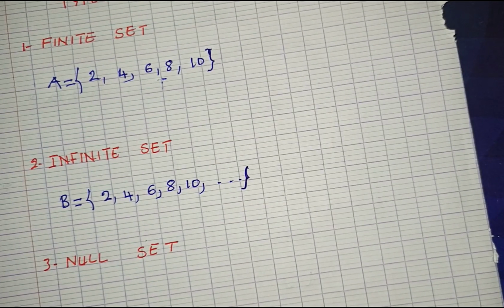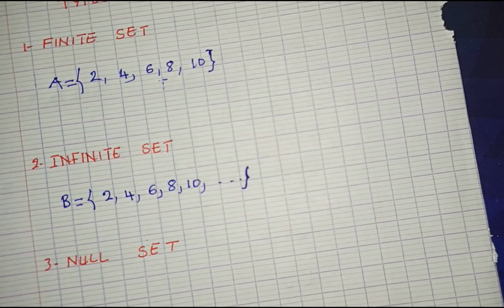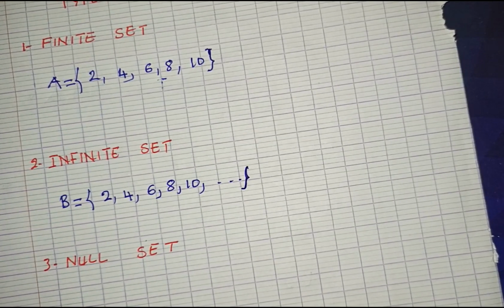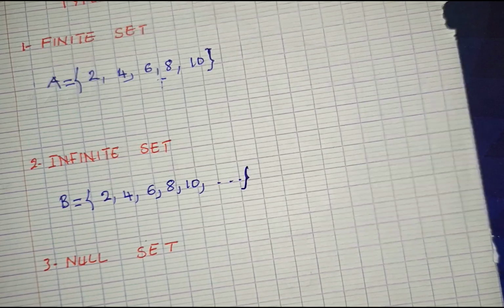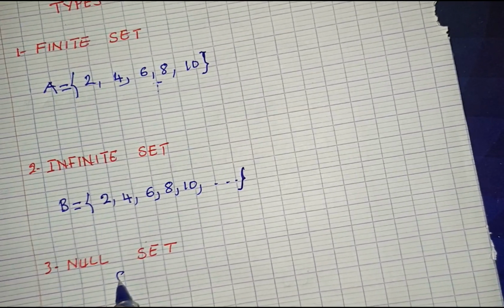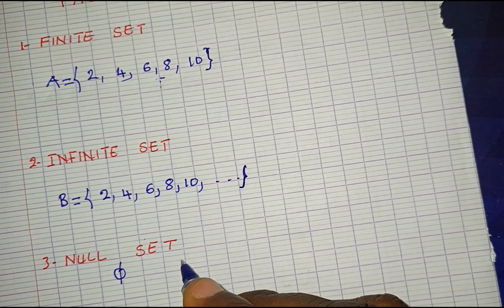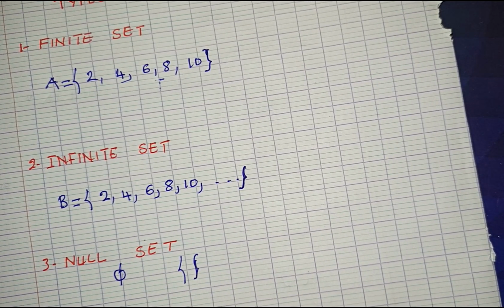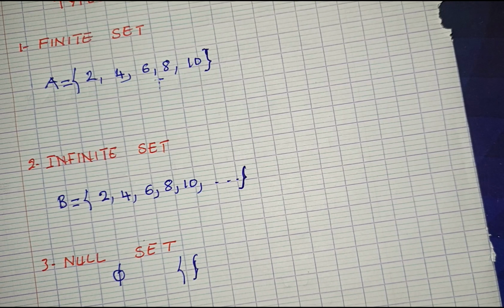I also have the null sets. The null sets. In this set, there's no element. It's also called an empty set. It can be denoted by this or this. No member, zero member. It's called the null set.